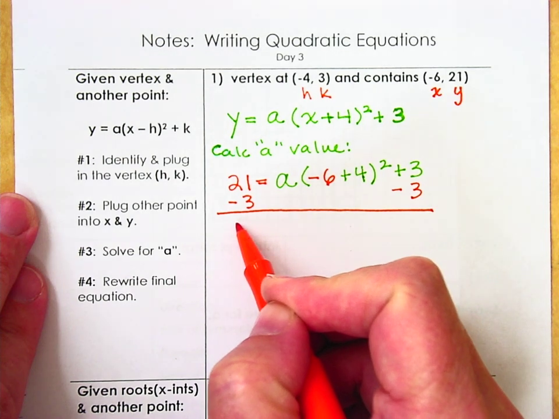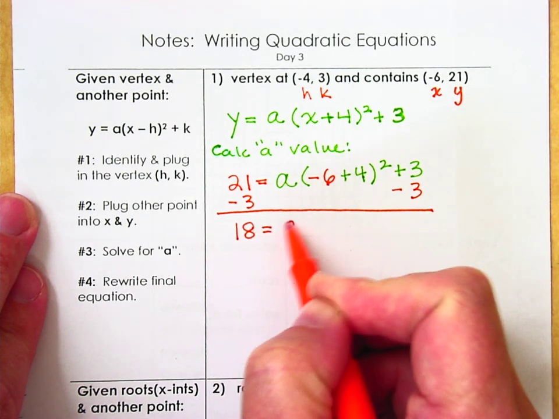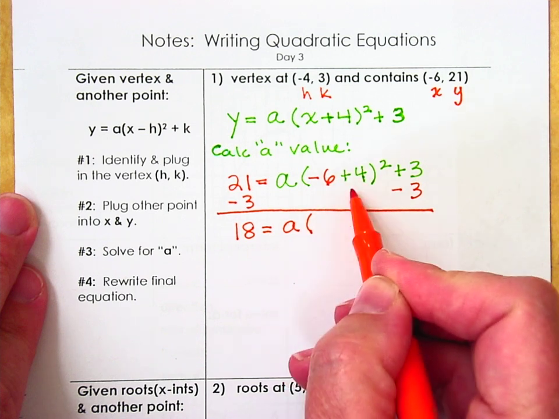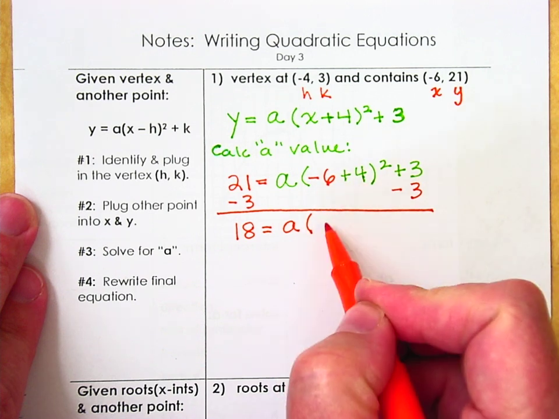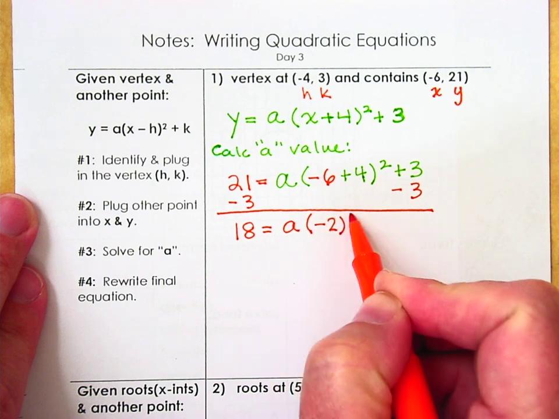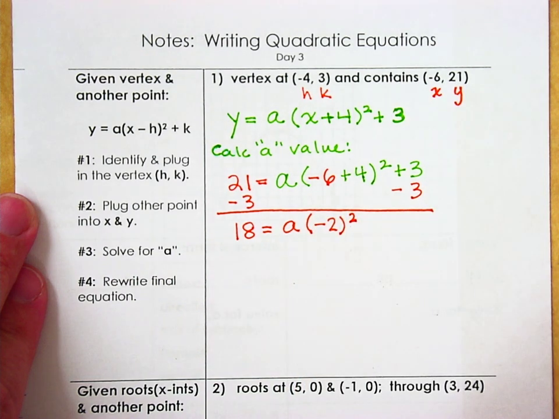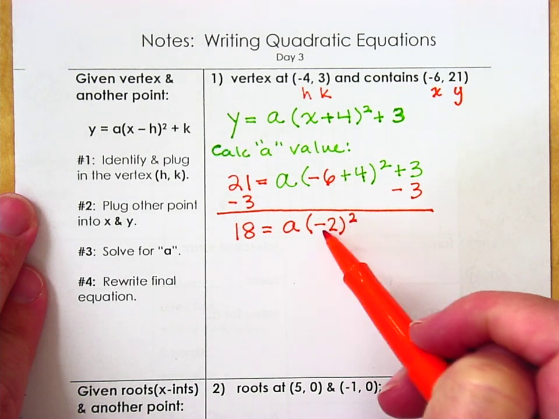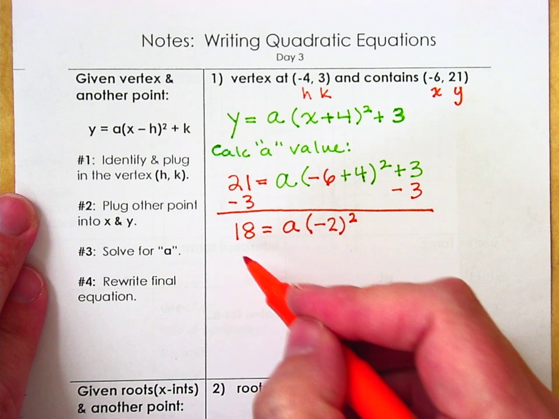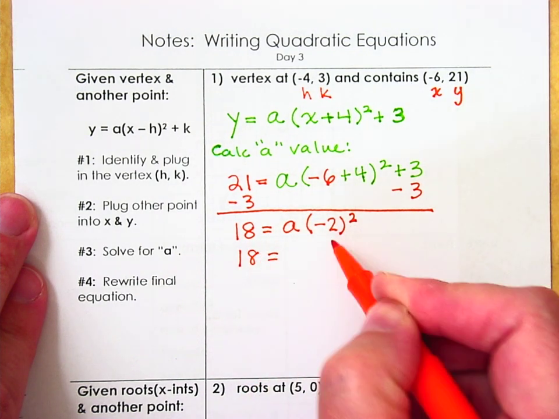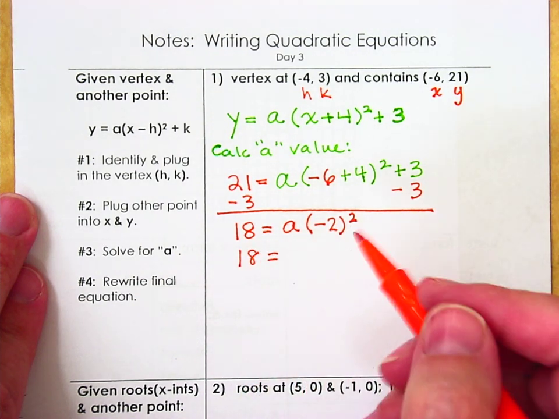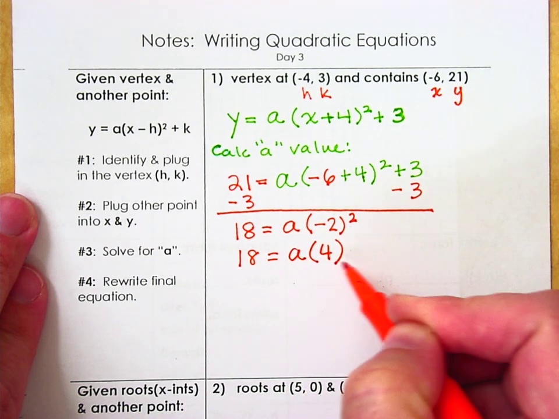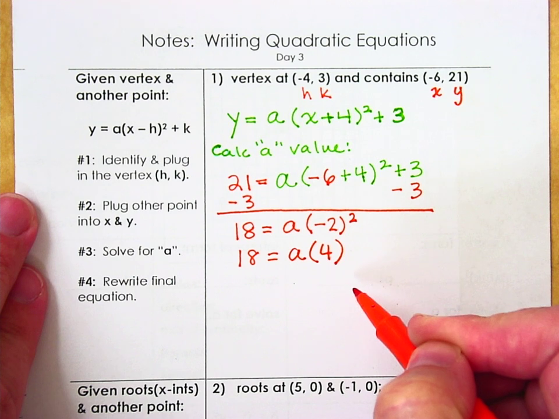21 minus 3 is 18. And I'm going to also combine the like terms inside the parentheses. So negative 6 plus 4 is negative 2, and then squared. Okay, now I'm going to do the squaring on this. So negative 2 squared, or negative 2 times negative 2, is just 4. And what you might do is put the 4 in front, because it looks sometimes funny to have it on the back. But we'll do a times 4. That's good. Or you could write it as 4a if you want to switch them around.